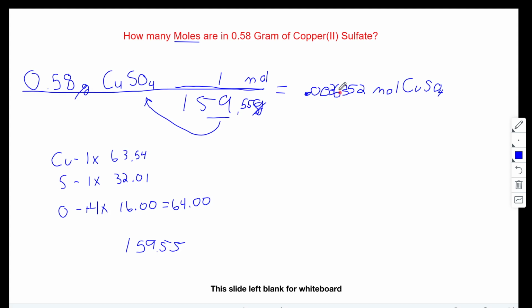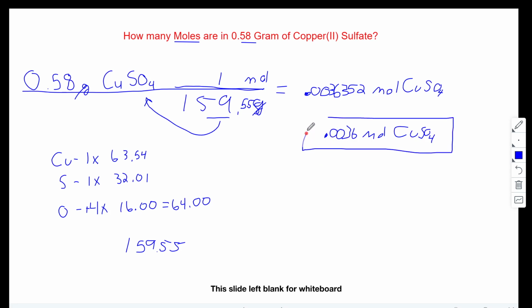Okay, and then I'll go back and I'll see, hey, I have 2 units here. I need to make sure I have 2 units in my answer, so I'll have 0.0036 moles of copper sulfate. Okay, and this is just the basic way that we do this.